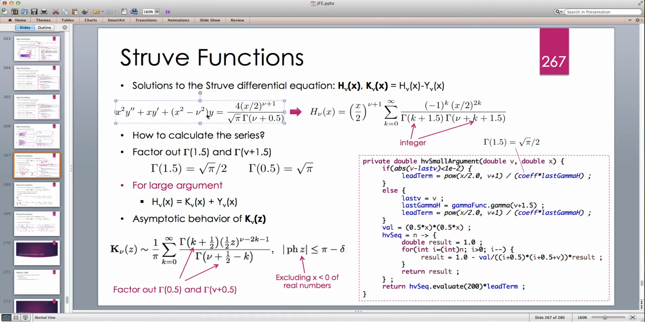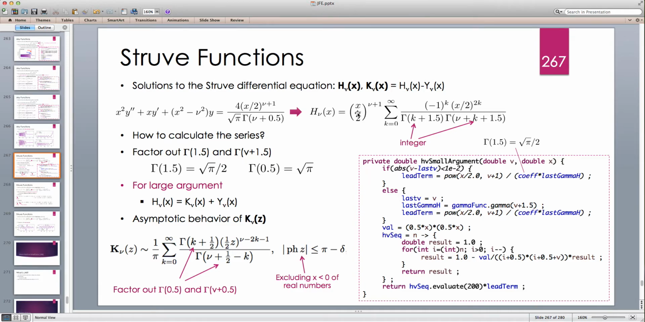Now, how do we solve this differential equation? We always use the method of power series. So we set a power series for H nu of x, which is the sum from k equals 0 to infinity of a_k x to the kth power, and then we realize that all the odd powers are 0. Only the even powers remain, and the coefficients of even powers are related to gamma functions. And we have this lead term, x over 2 to the power of nu plus 1, right? And nu doesn't have to be an integer, so it could be any real number.